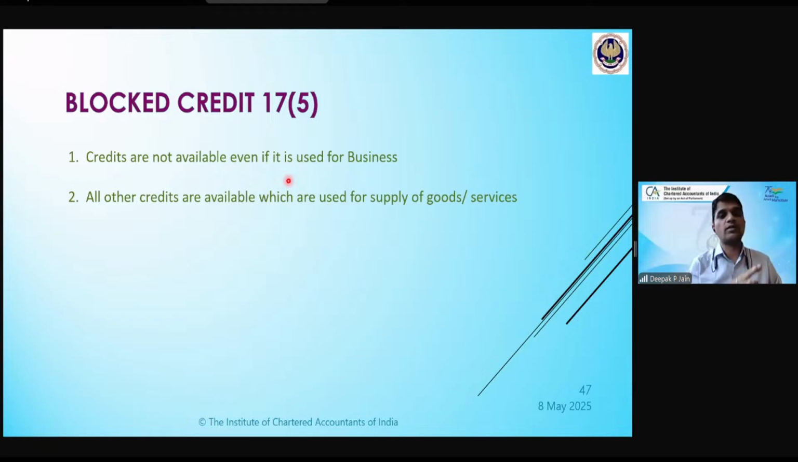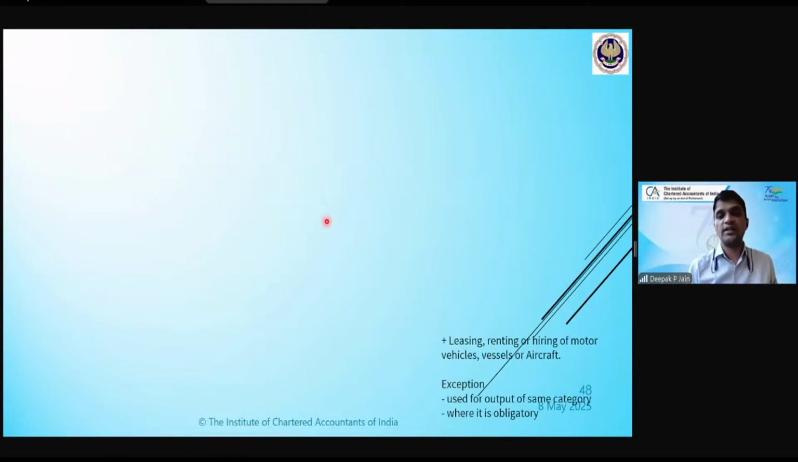इन चीजों के ऊपर आपको credit नहीं मिलेगा. And all other credits are available, which is used for business. So whatever credit is listed in section 17(5), they are block credit. इसके ऊपर आपको credit नहीं मिलेगा.